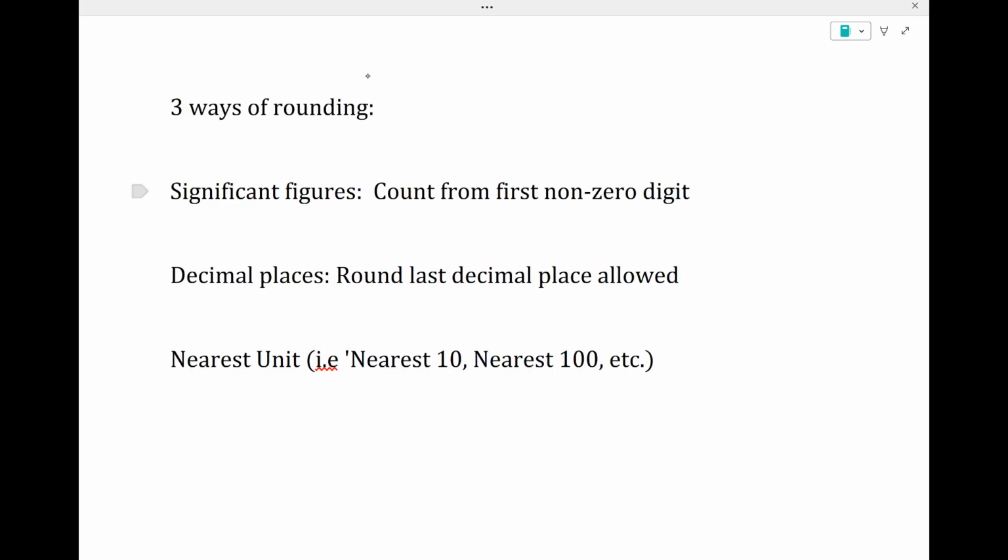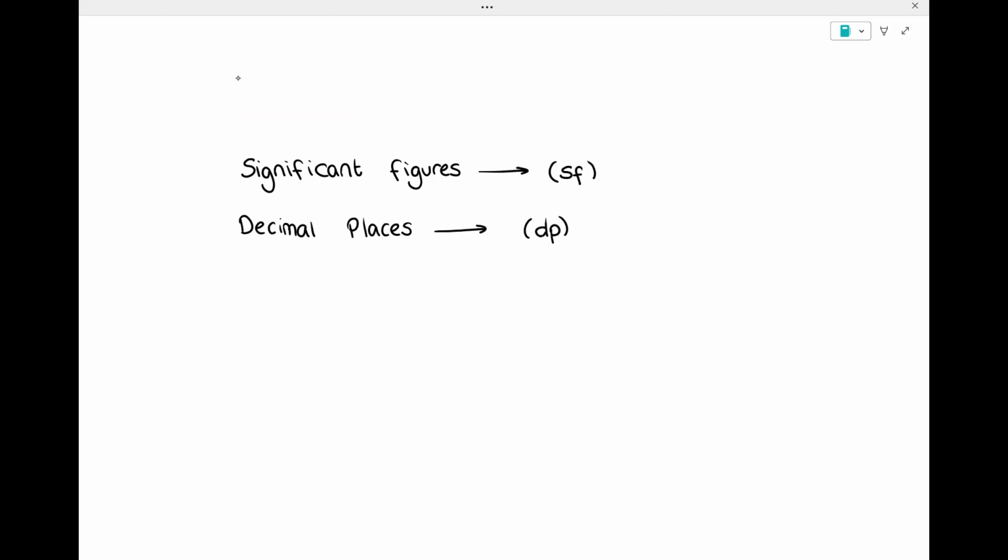There are three ways in which you will be asked to round in your GCSE exams. The first way is to a certain number of significant figures. In this case, you count from the first non-zero digit, and every other digit after those significant figures is going to be a zero. The second way of rounding is to a certain number of decimal places. In these cases, you need to round to the last decimal place allowed. And the final way is to the nearest unit. For example, you could be asked to round a number to the nearest 10 or to the nearest 100, etc. Just a quick note, you will often see significant figures and decimal places abbreviated to either SF or DP.